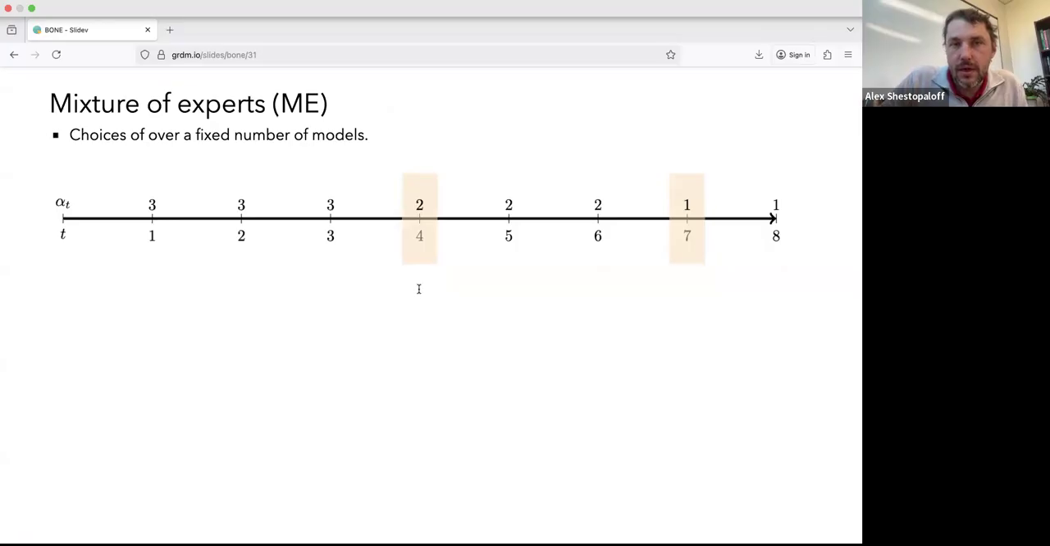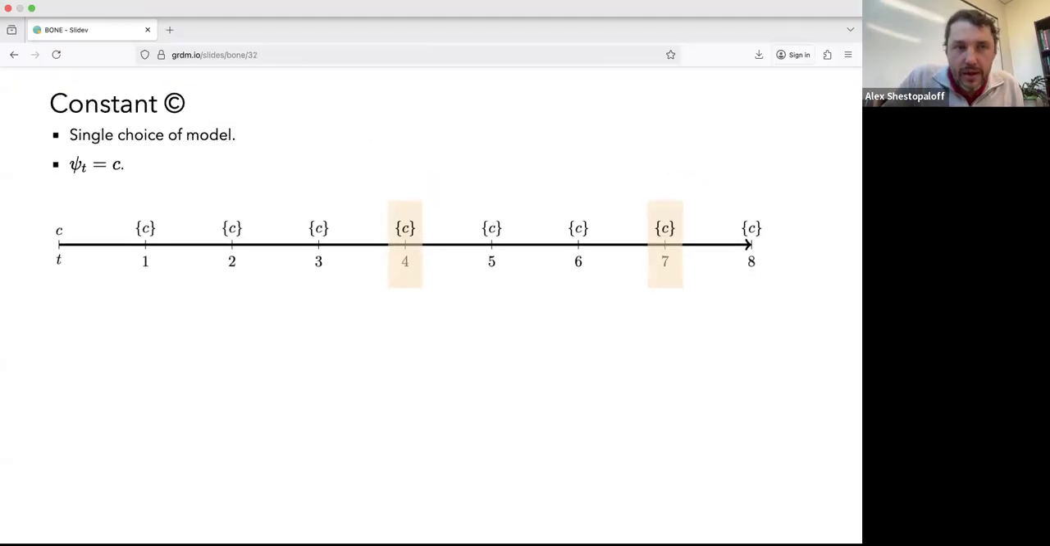Mixture of experts can also be thought of as fitting into this framework of adaptation to non-stationarity. Here, we can choose amongst different models. So here we're using model 3, right? Here we're switching to model 2. Here we're switching to model 1, right? So you can think of adapting to a non-stationary stream by picking different models that handle different aspects of the non-stationarity that you're encountering. And the most trivial choice would just be to have a single choice of model throughout. We include this for consistency of the framework.